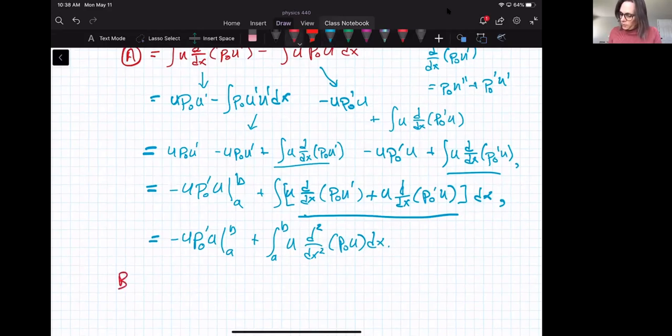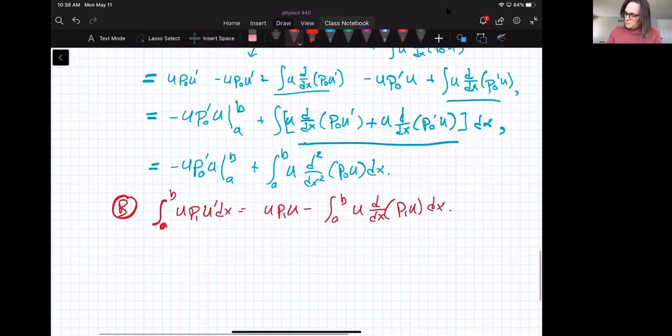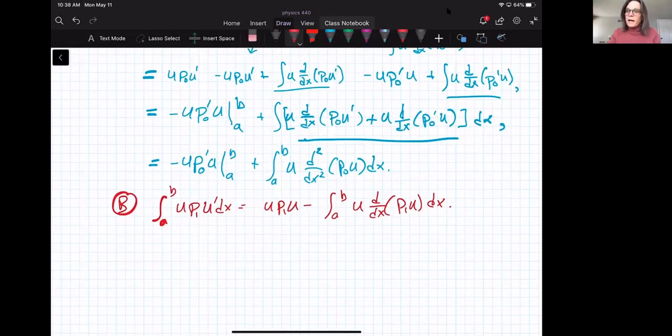B is a lot simpler. B, you recall, is the integral from a to b of u p1 u prime dx. That's equal to u p1 u minus the integral from a to b of u d/dx p1 u dx. And then C, we're just going to leave that as the integral.